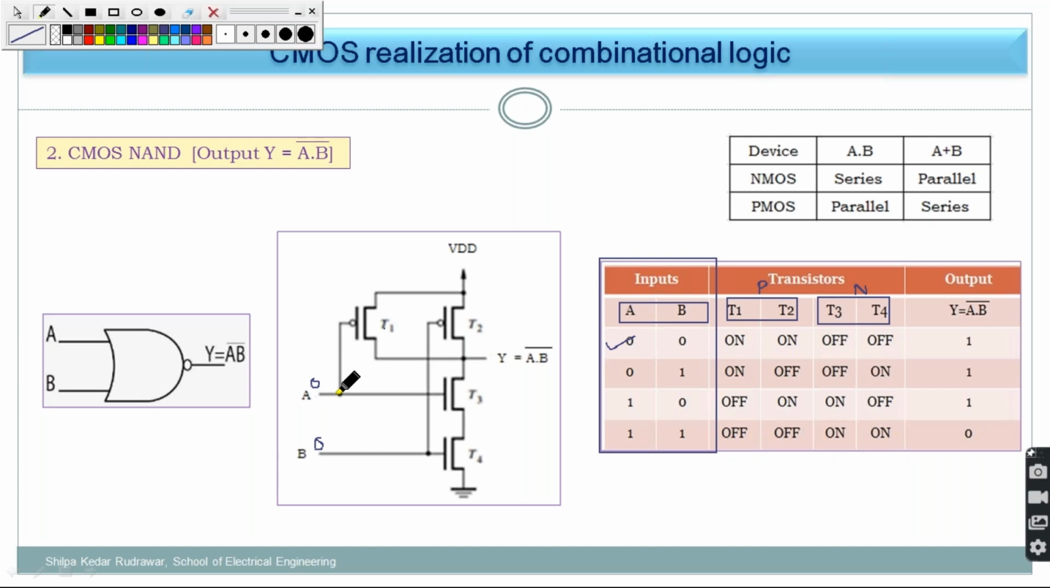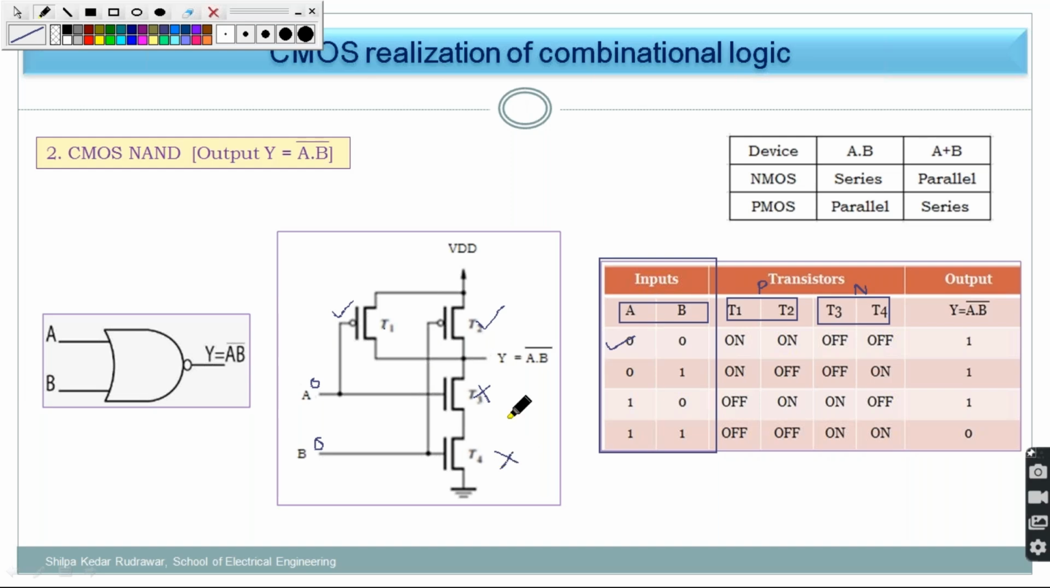Now as A is applied to this T1, it is an active low device and that's why this will turn on. I am tick marking here to show that it is on. Now this A is again applied to T3, but this is the NMOS and it turns on when 1 is applied, so at this moment this device is off. Is it clear to you? Now, when B is 0, this B is applied to the T2 transistor and that's why T2 will be on. But at the same time B is applied to T4, and T4 will be in the off state.